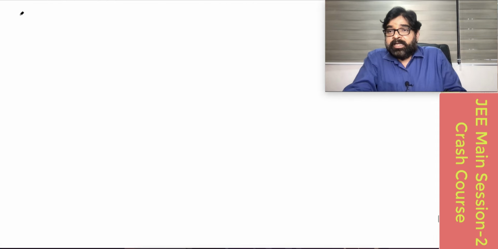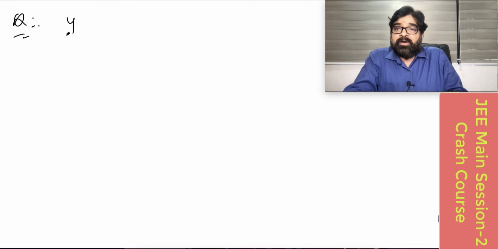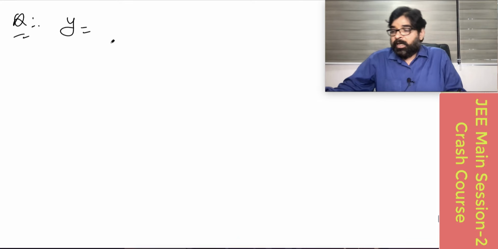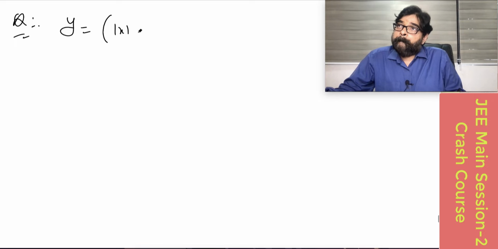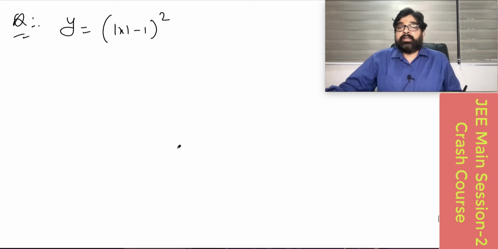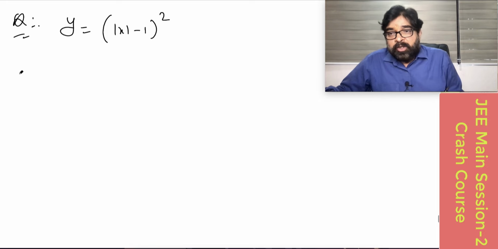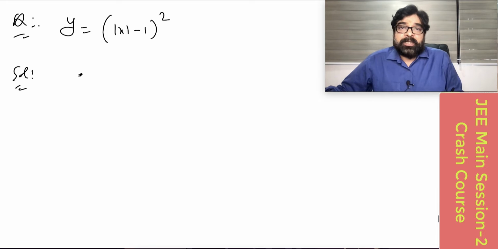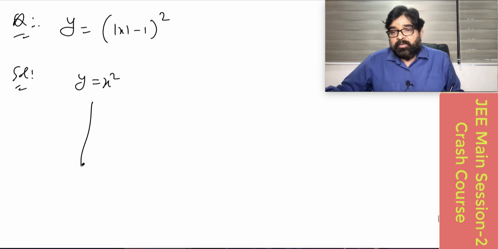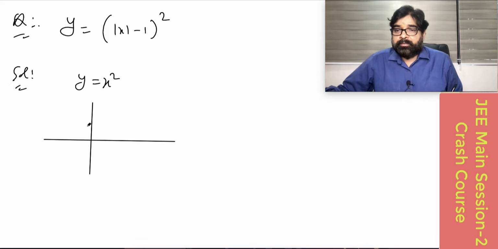Let's see. Suppose a question is coming, draw the graph of y equal to (mod x minus 1) whole square. This graph I have to draw. So first thing is that we'll draw the basic graph y equal to x square. Y equal to x square graph, how? This way. Basic graph, y equal to x square.